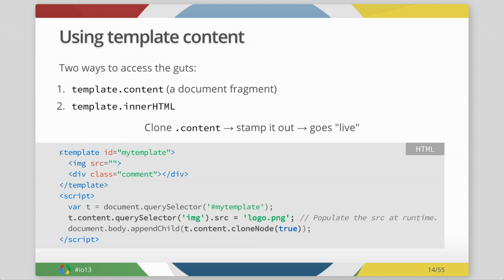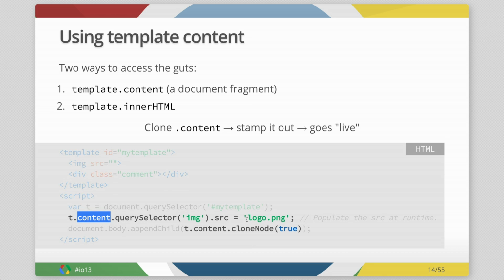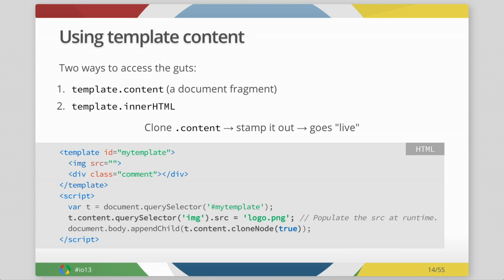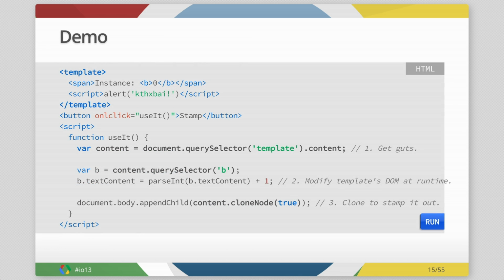So a quick example, I have the same template that I had before, just a blank source and an empty comment div. I can rip out the content property. And this is a great example of showing the dynamicism of this, right? So I'm setting the image source at runtime, which is great. I can change a template as I need to before I stamp it out. And then the last line there is actually where the magic happens. So I'll get that content, I'll clone its node with all its attributes, and that's what makes that stuff go live. So at that point, this logo PNG would be pulled down. If I had style sheets in the template, they would be pulled down. Media would be playing if it had autoplay. So clone, stamp out, and then stuff goes live.